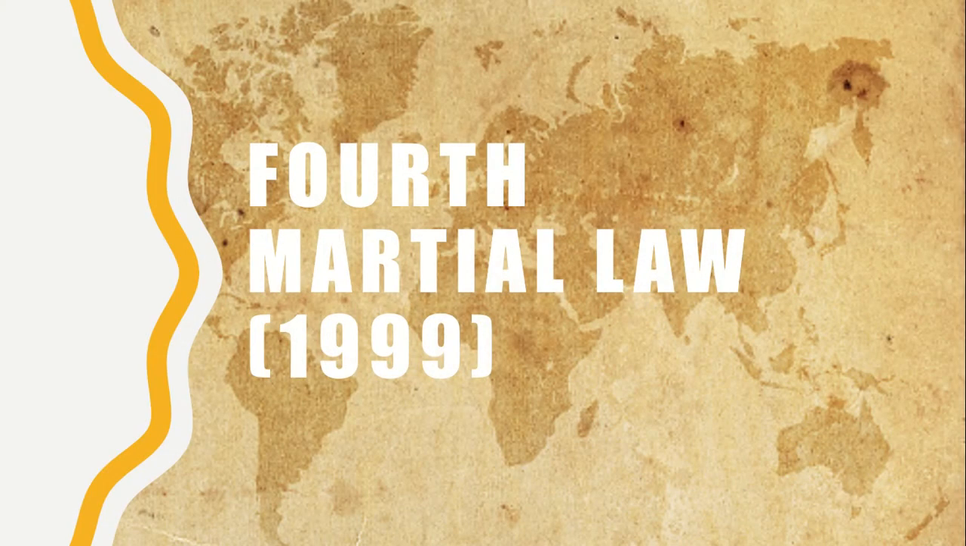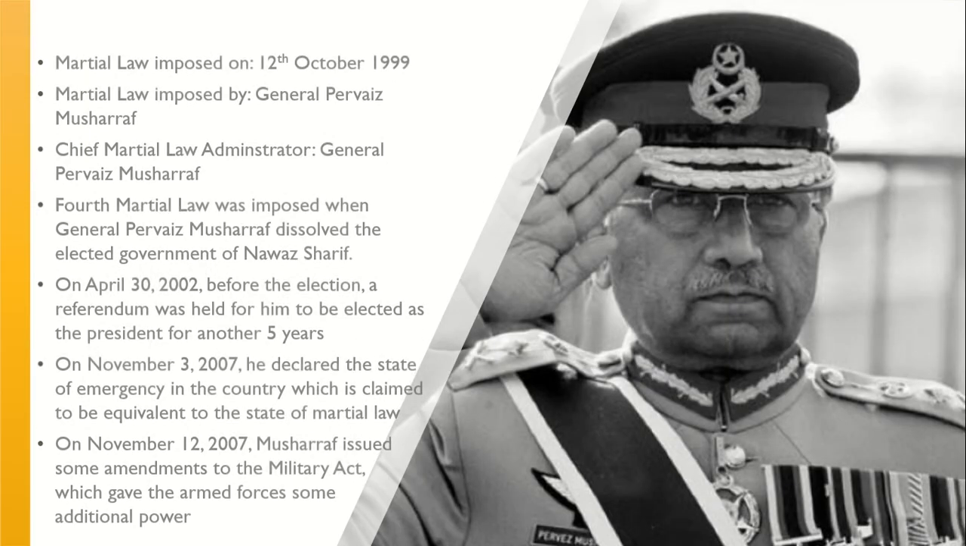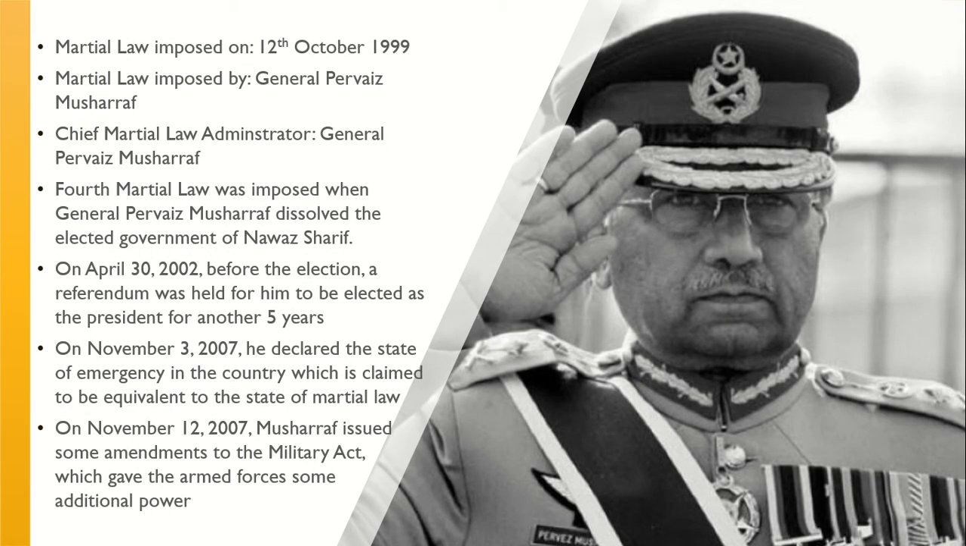Fourth Martial Law 1999. Martial law was imposed on 12 October 1999. Martial law was imposed by General Pervez Musharraf. Chief Martial Law Administrator was General Pervez Musharraf. Fourth martial law was imposed when General Pervez Musharraf dissolved the elected government of Nawaz Sharif.